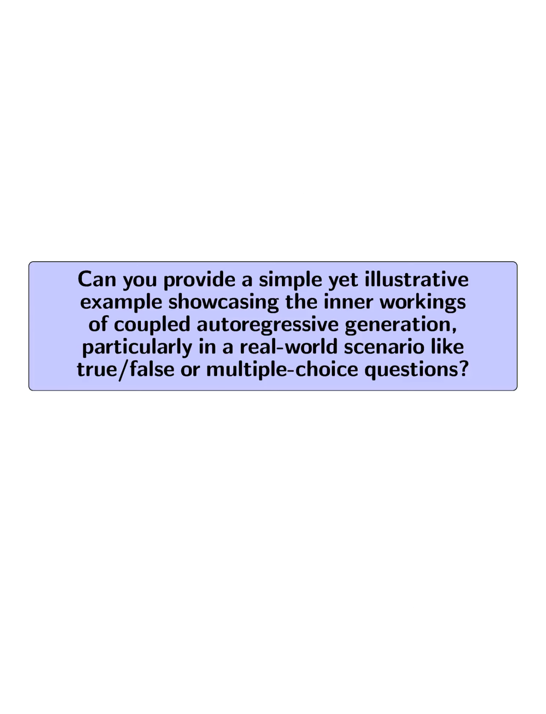Can you provide a simple yet illustrative example showcasing the inner workings of coupled autoregressive generation, particularly in a real-world scenario like true, false, or multiple-choice questions?